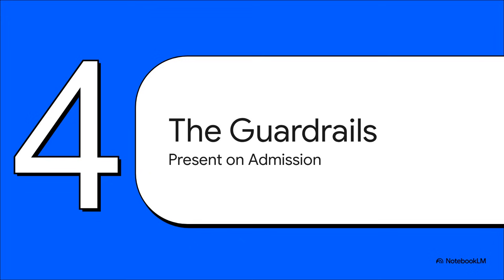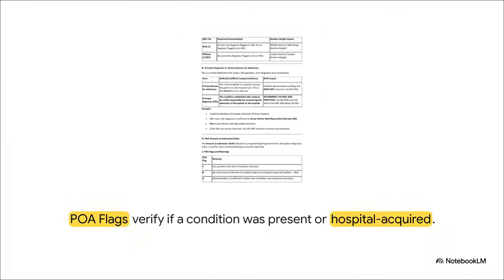That brings us to Section 4, the guardrails, present on admission. To protect the system and make sure hospitals aren't being rewarded for preventable errors, we have present on admission, or POA indicators. Every single diagnosis has to be flagged. Y means yes, it was present at the time of admission. N means no, it was not present. It developed during the hospital stay.